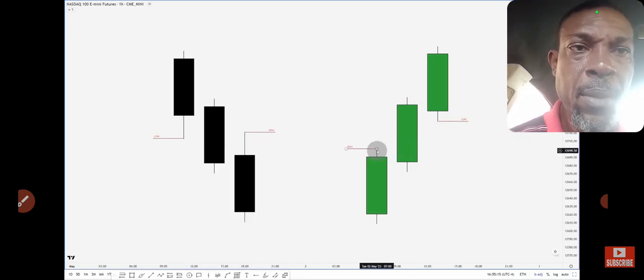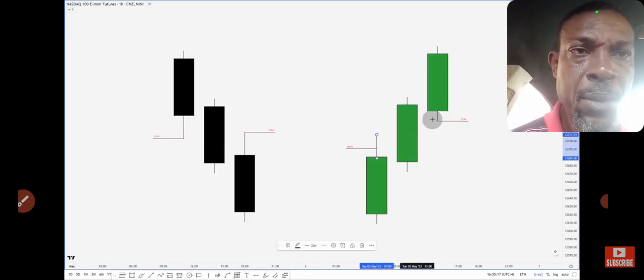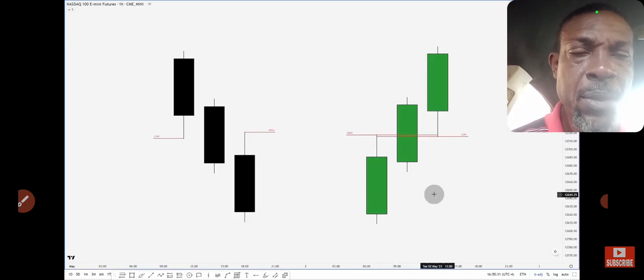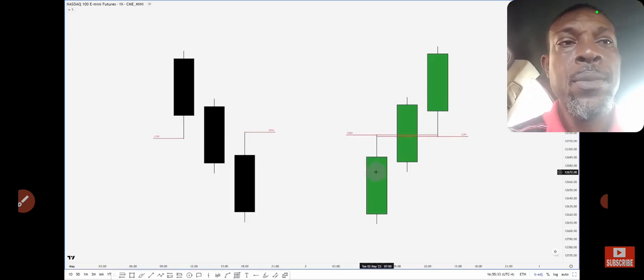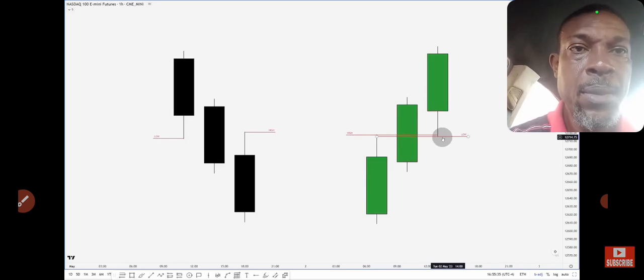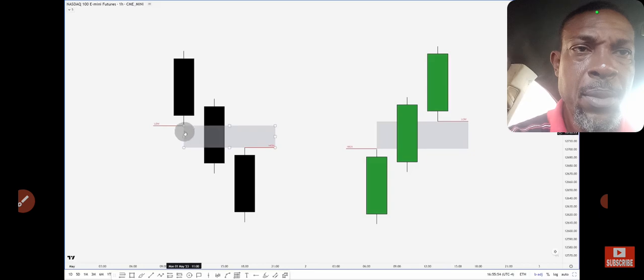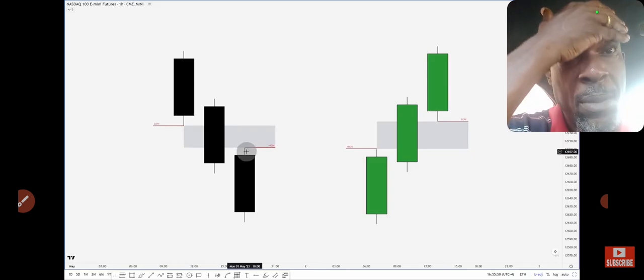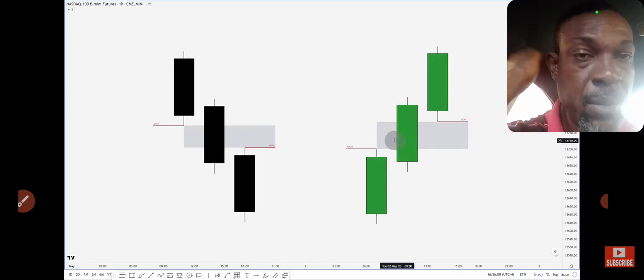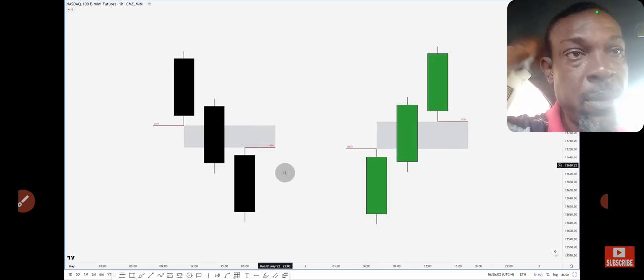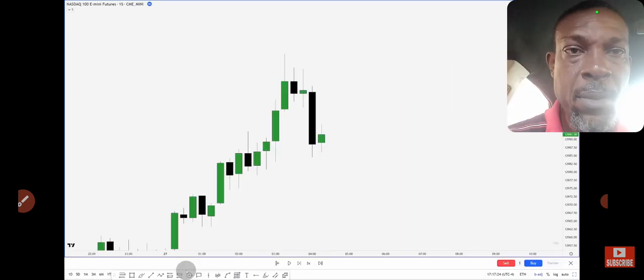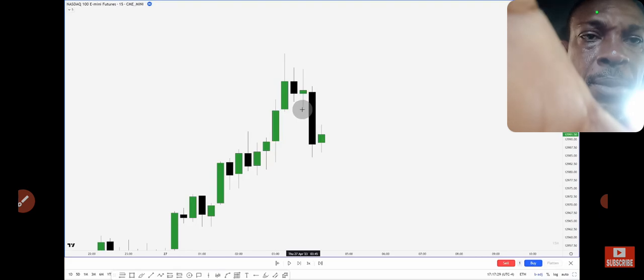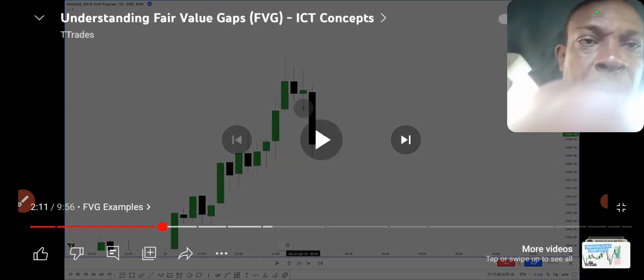Similarly over here, if we were to extend this high up and this low down, you can see that there is overlap between the first candle's high and the third candle's low, meaning there is no fair value gap here. So just to clarify, a gap between the first candle's low and the third candle's high, or the first candle's high and the third candle's low, is what creates a fair value gap. Let's go over a few examples of finding fair value gaps. So if you look right here, we have our first.